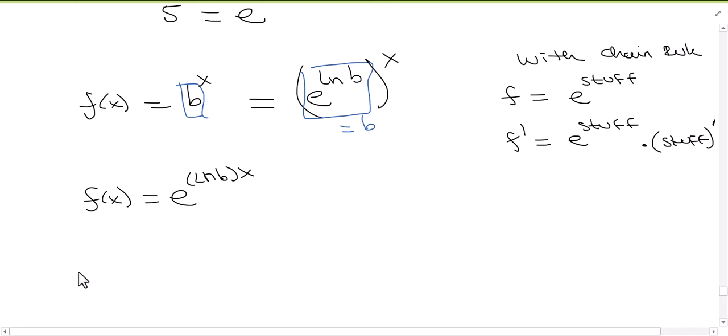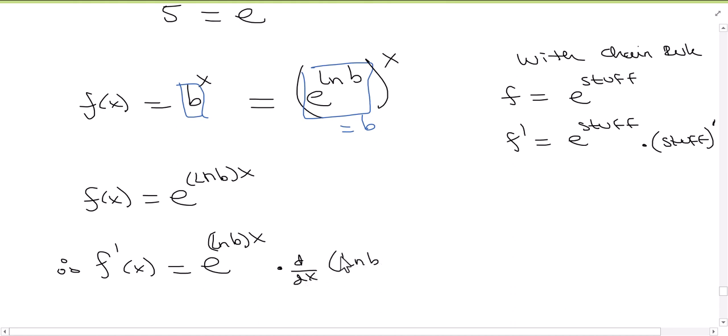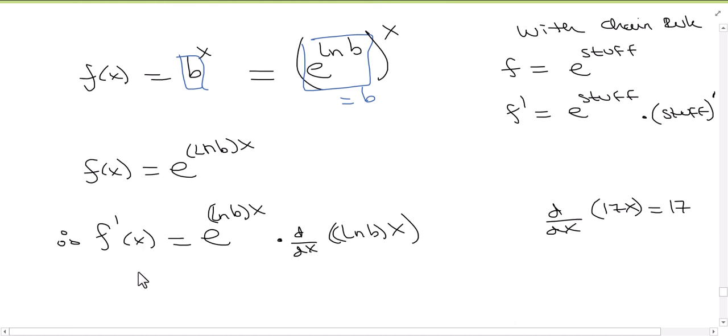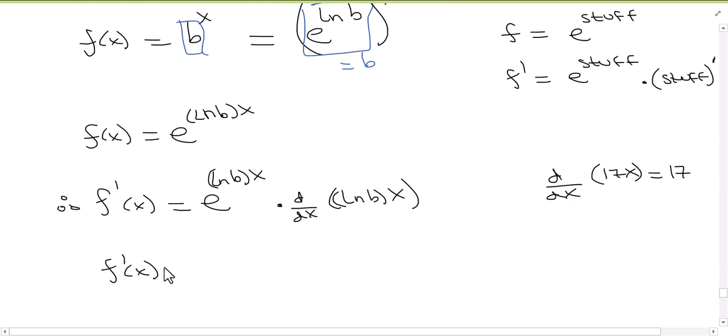So what is the derivative? By the chain rule, I get my exponential back, so I get e to the ln of b times x, and then times the derivative of ln of b times x. And natural log of b is just a constant, so the derivative with respect to x of a constant times x is just that constant. If I had the derivative of 17x, this will just be the constant 17, the coefficient. So my derivative is e to the natural log of b times x, times the natural log of b.